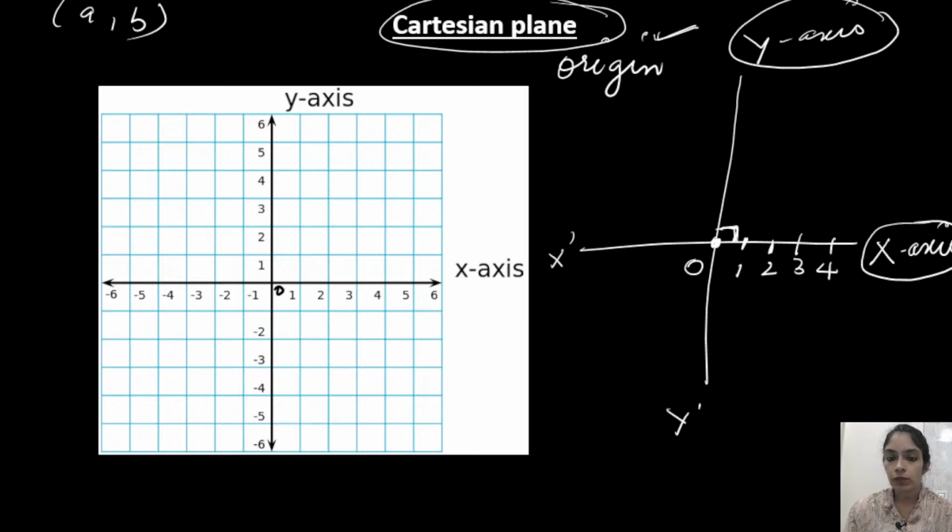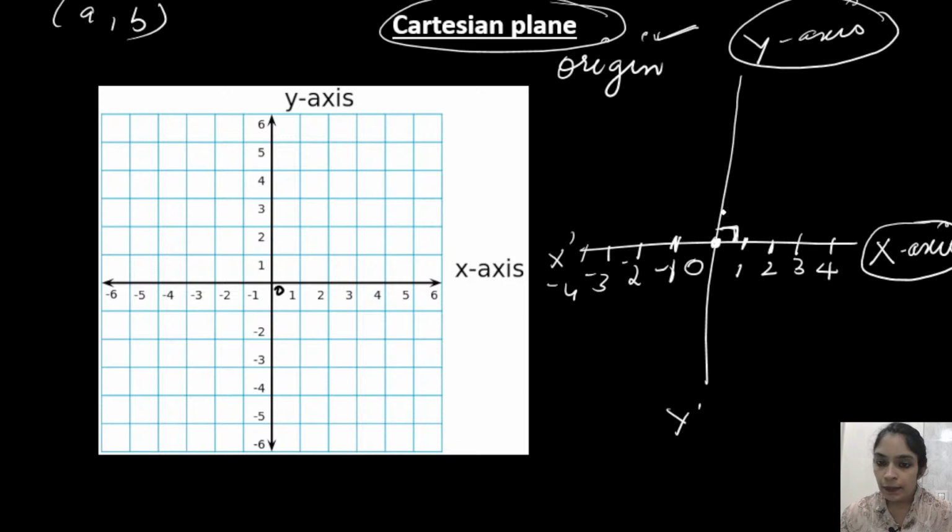Like I have written 1, 2, 3, 4 here in this diagram. Here in this picture also you can see 1, 2, 3, 4, 5 up to 6 numbers are there. So positive numbers are there on the right side of the vertical line. And if I see the left side, negative numbers are there. Like this we have to write -1, -2, -3, -4. So the right side has positive numbers. These are positive values of the x-axis. The left side has negative numbers, or we can say these are the negative values of the x-axis.